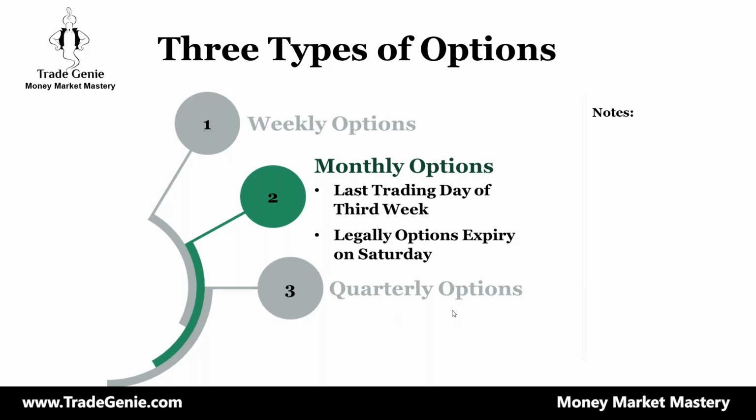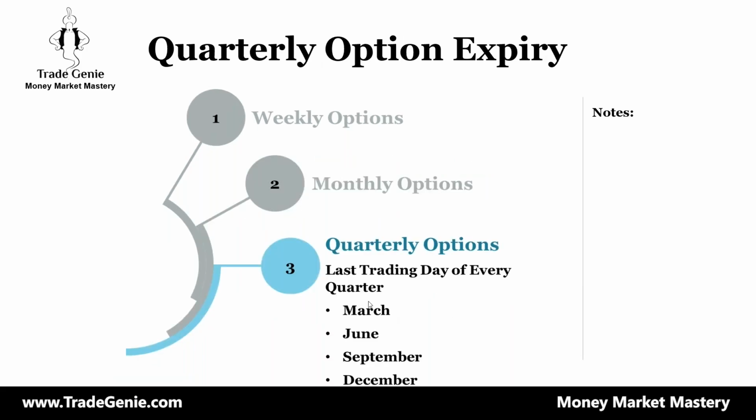Okay, so now the quarterly options. A quarterly option is the last trading day of every quarter. So the quarters are March, June, September, and December. So they expire on the last trading day of each quarter. That's why they are called quarterly options.